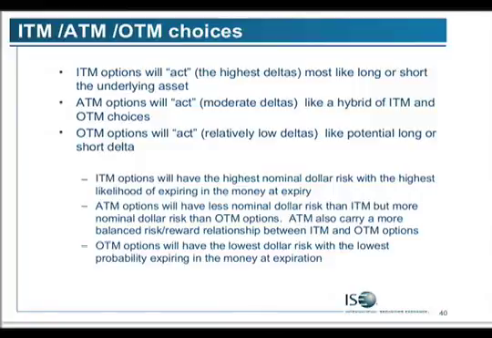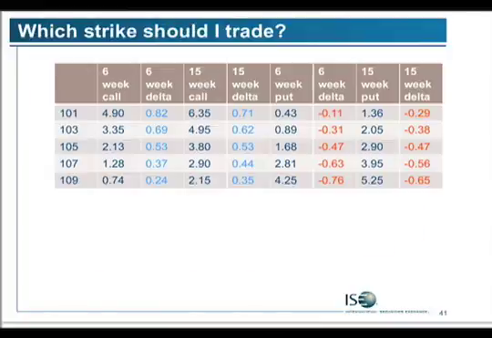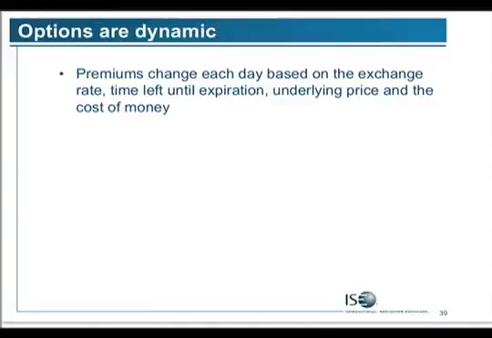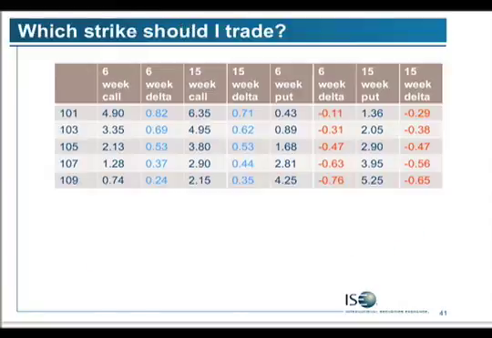So which one should I trade? 6-week, 15-week? Well, there's lots of choices. So let's go through some examples here. If I look at the 101 call, remember I was trading 105.18 or whatever. Let's see, where was that trading? At 105.18, I have my cost and my delta.